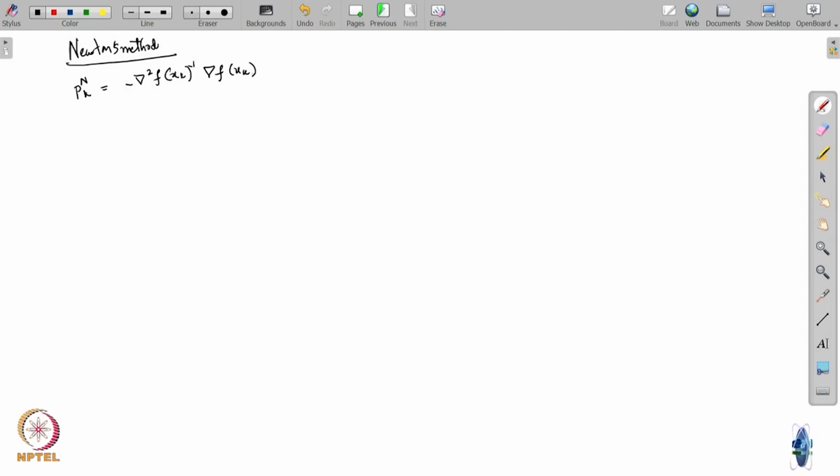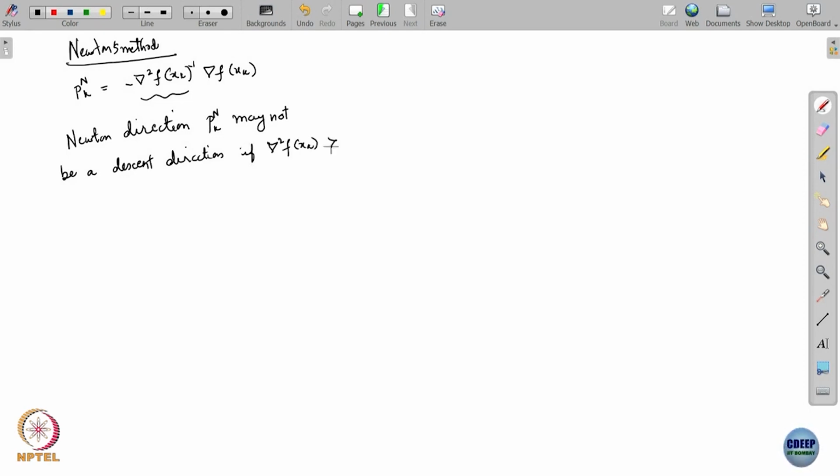Now here's one important thing to note. The Hessian itself may not be positive definite. Okay, so the Hessian need not be positive definite, and in that case the Newton step or the Newton direction may not actually give you descent. So the Newton direction may not be a descent direction if this is not positive definite, right.